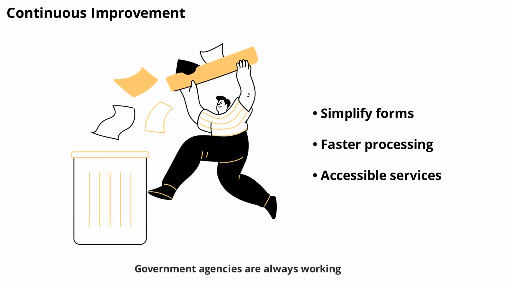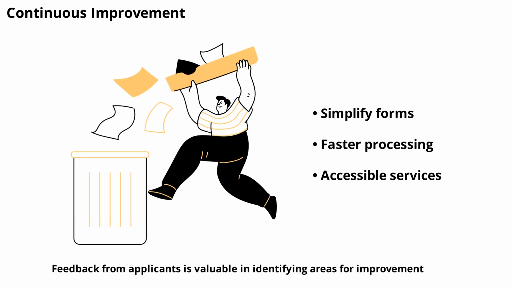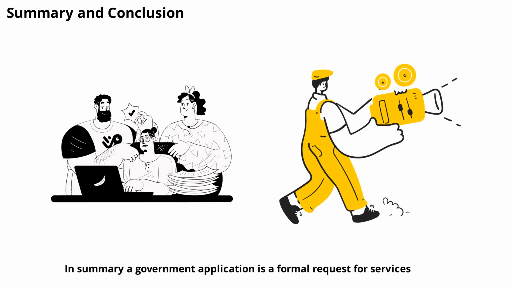Government agencies are always working to improve the application process. This includes simplifying forms, reducing processing times, and making services more accessible. Feedback from applicants is valuable in identifying areas for improvement and ensuring that government services meet the needs of the public. In summary, a government application is a formal request for services, benefits, or permissions from a government agency.